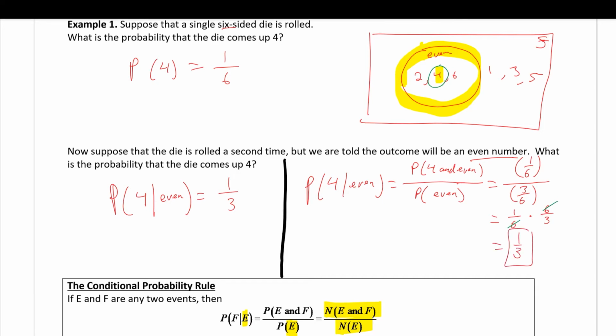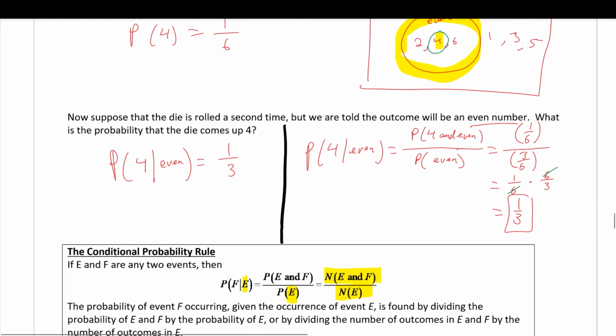You could have also used the number of elements in each one of them. And that's essentially what we did in the first case. We just counted the number of elements that are both E and F. We said that that's 1, right? And the number of elements that are even, that's 3. So that's essentially what we did in the first case.